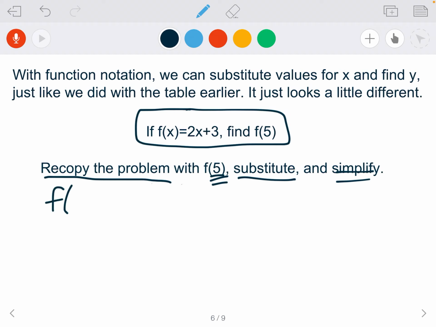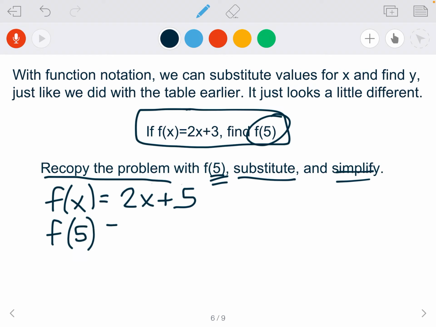So I'm going to write it here. I'm going to write the original. And this is what you have to know how to do today. If it says to find f of 5, I'm going to recopy, but this time instead of f of x, I'm going to put f of 5. I'm going to keep all the rest of it the same.